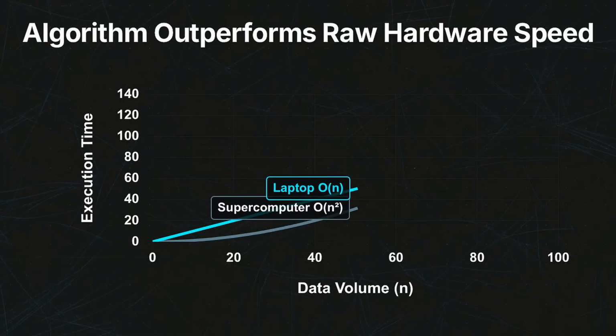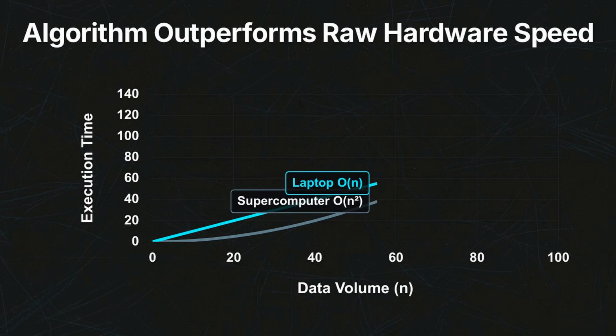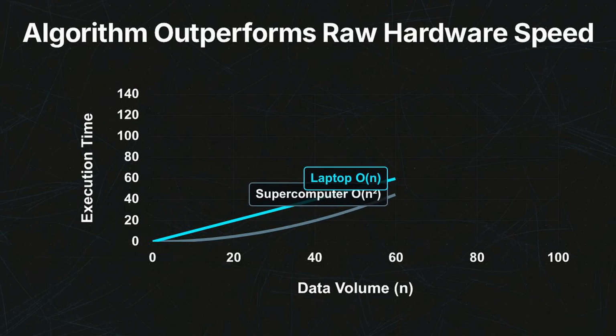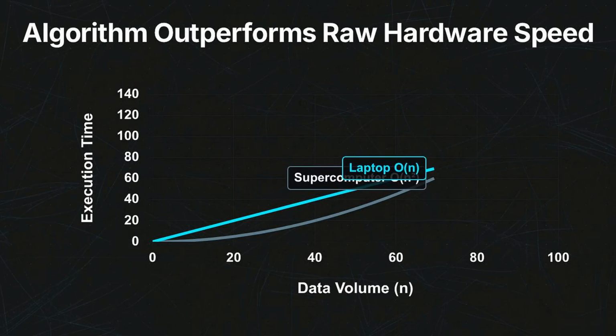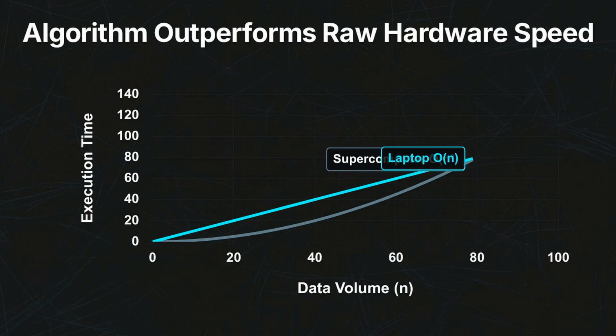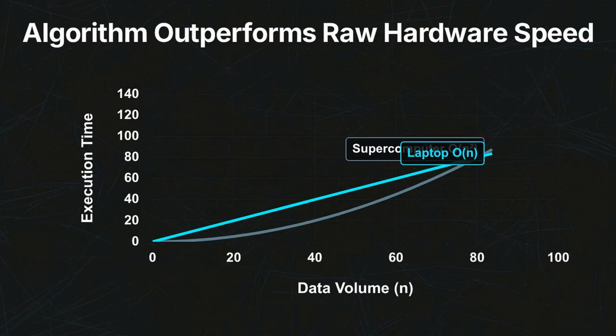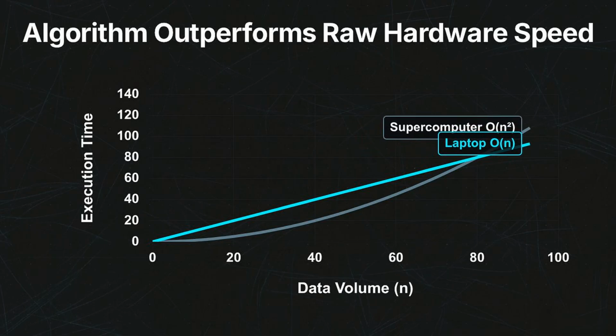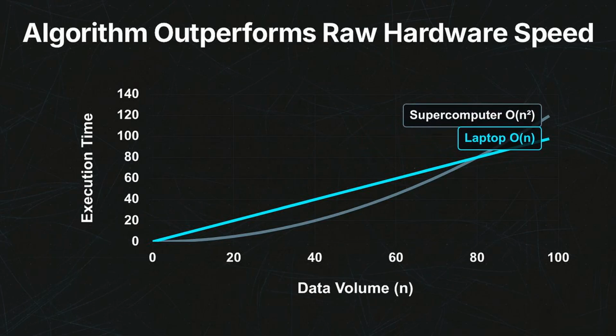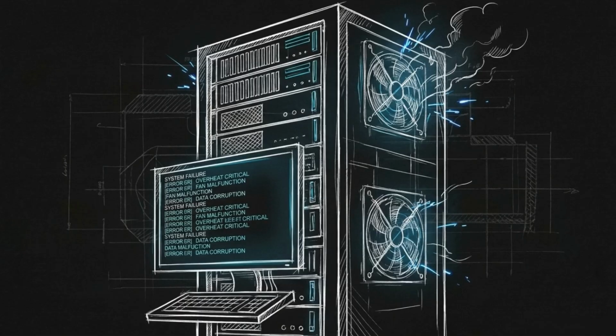This line graph plots their execution times as the data volume scales. Early on, the supercomputer masks its terrible algorithm with raw processing power. But as the dataset grows, the laptop's execution line inevitably crosses the supercomputer's path, eventually processing the massive datasets significantly faster. Raw hardware power cannot save inefficient architecture.